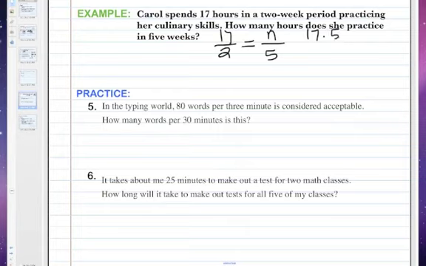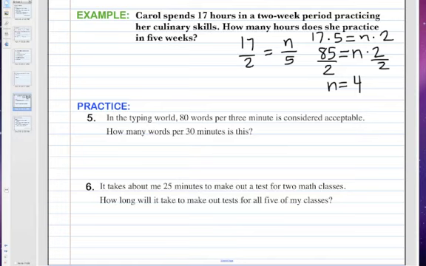17 times 5 is equal to n times 2. Multiply the two factors together. 17 times 5 is 85. 85 is equal to n times 2. Now I'm going to divide each of them by 2. n would then equal 42 and a half. So in 5 weeks, Carol would spend 42 and a half hours.